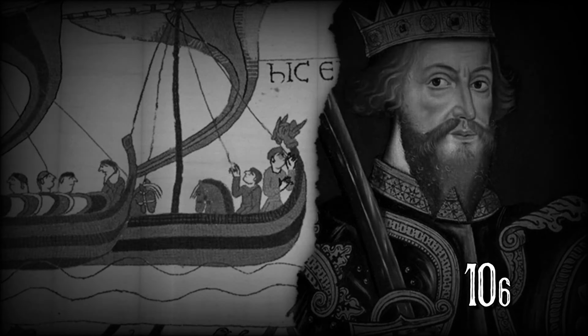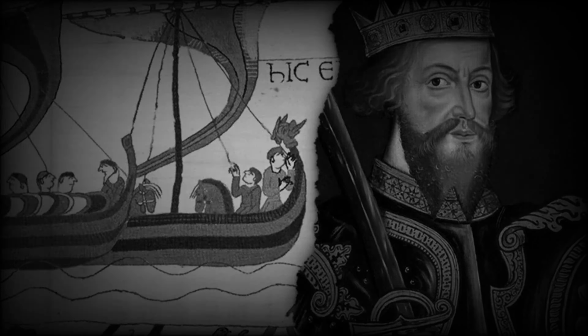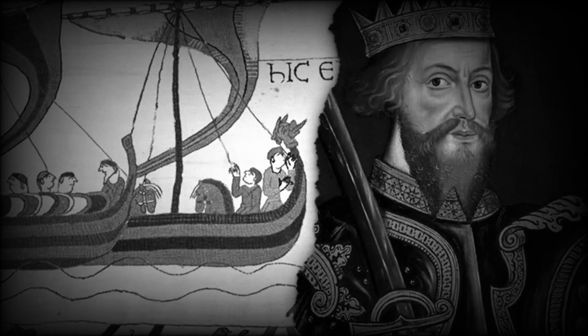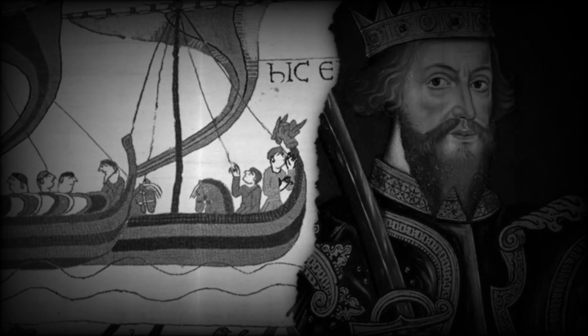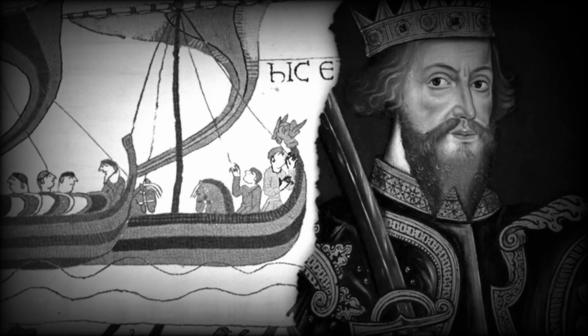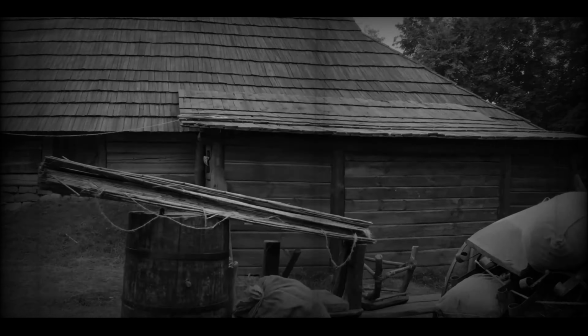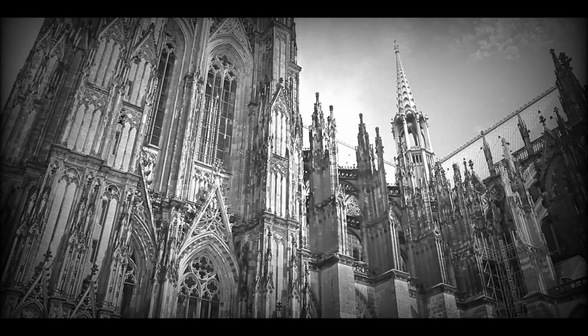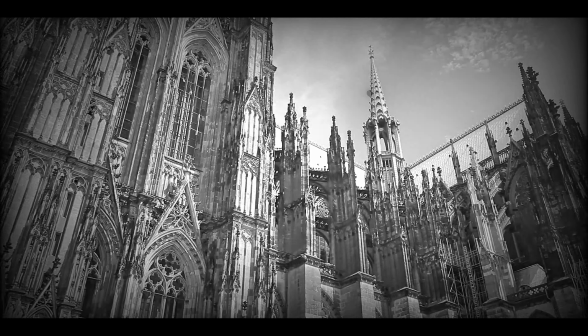4. Norman Conquest, 1066. In 1066, William the Conqueror, Duke of Normandy, defeated King Harold at the Battle of Hastings and became King of England, establishing Norman rule. Normans introduced feudalism, castles, and reformed England's governance and society.